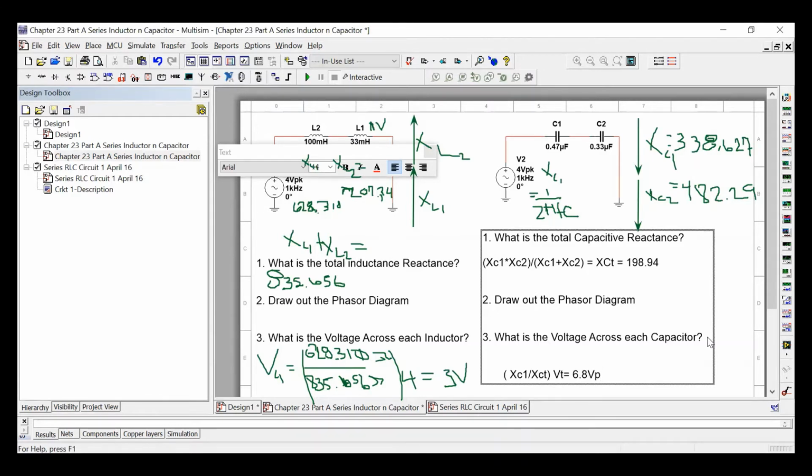Something doesn't seem right. Hold up, something doesn't seem right here. Can we get more voltage than we have in there? Yeah, I'm getting 2.82. 2.82, that sounds better. Let me see what it does. Let's see, X of C1 over X of C total. So 338 divided into 198.4.